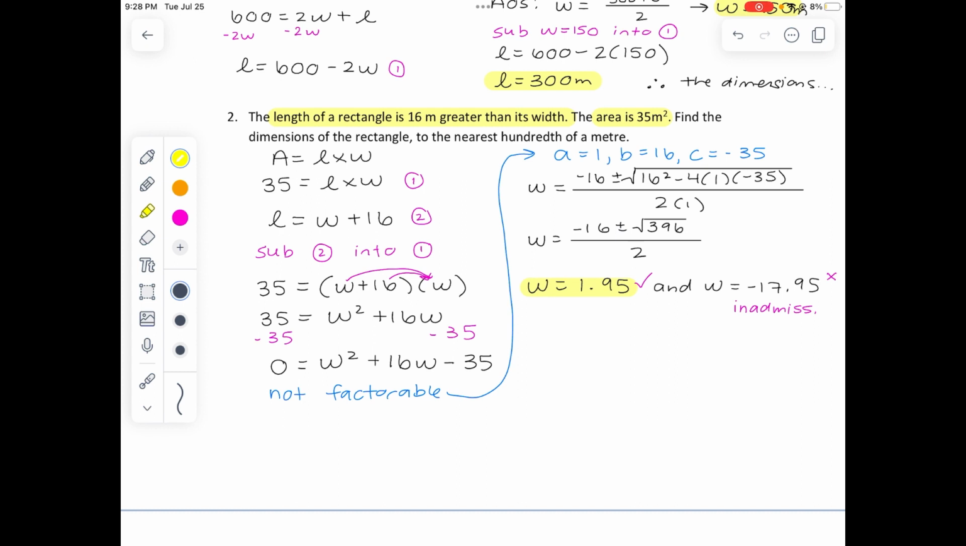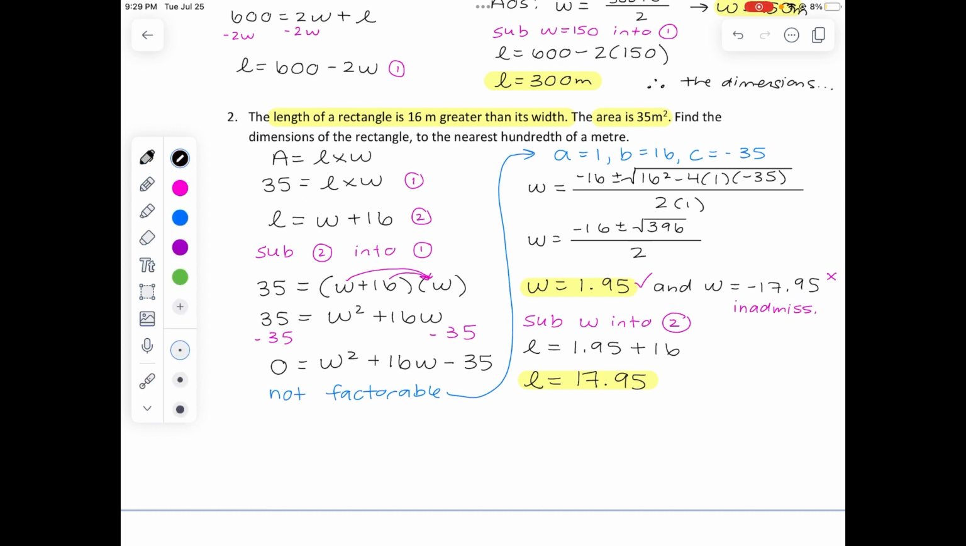Okay, this tells us to round to the nearest hundredth of a meter, which is 2 decimal places. Okay, so that is the width, and then I need to sub W into my second equation to find the length. Okay, so then I'll have length is equal to 1.95 plus 16, so my length is equal to 17.95, which oddly enough, it's not odd actually, it's not a coincidence, this is how it usually works, is that this 17.95 is the same number that we got here, it's just not negative.